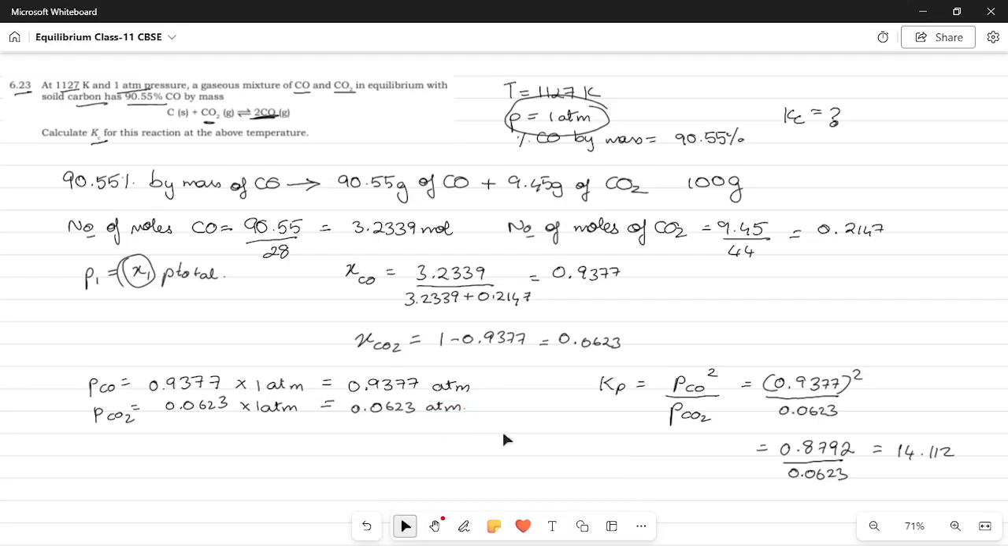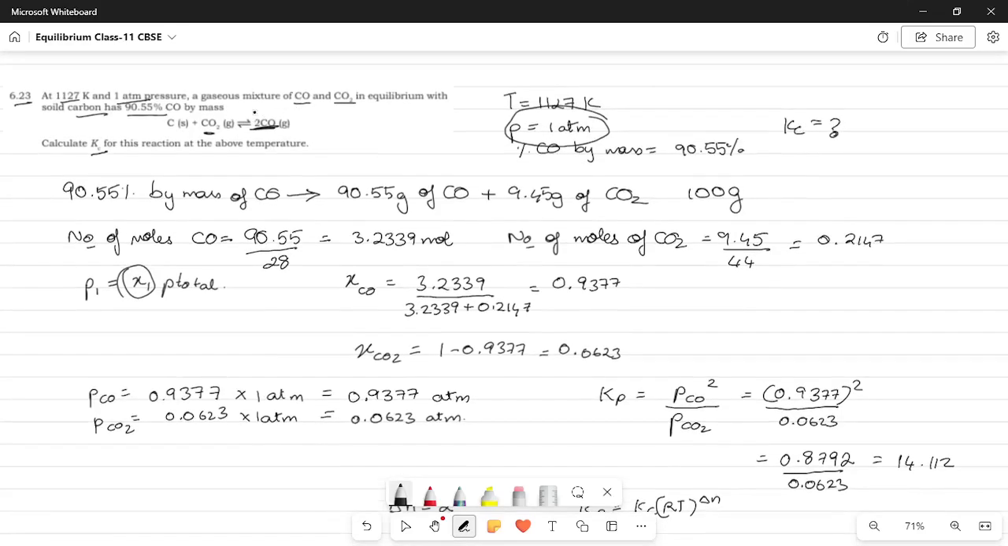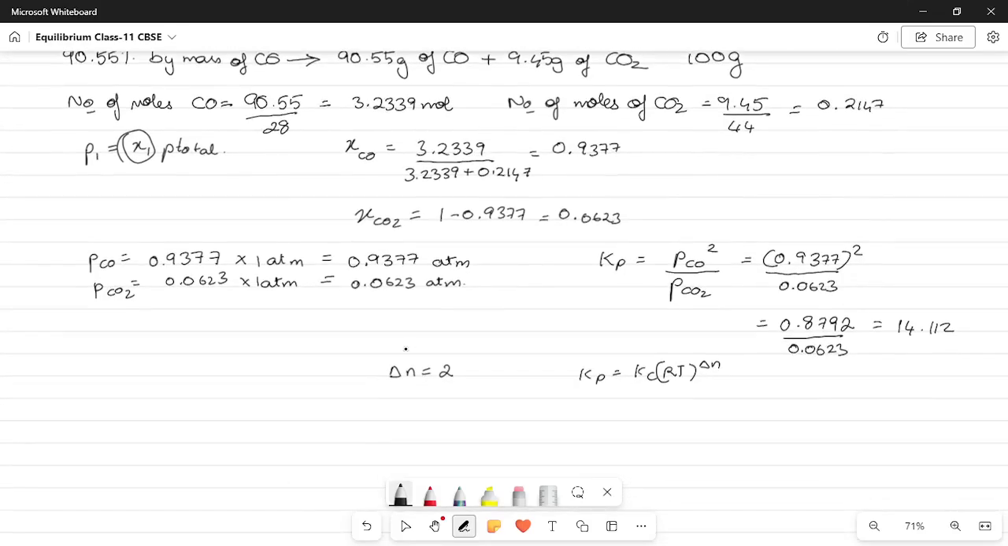Okay, so now the next thing we need to do over here is to calculate the value of Kc. Now we know the relationship between Kp and Kc is that Kp is equal to Kc into RT to the power delta n. Now, delta n is the difference in the number of moles. So delta n will be equal to, you have 2 CO and then you have 1 CO2. So it is going to be 2 minus 1, that is equal to 1. So delta n equals 1.